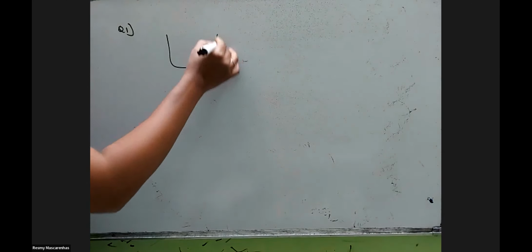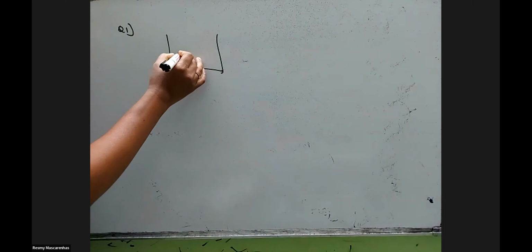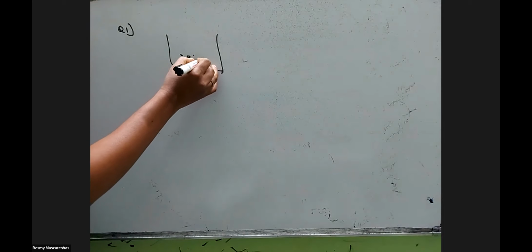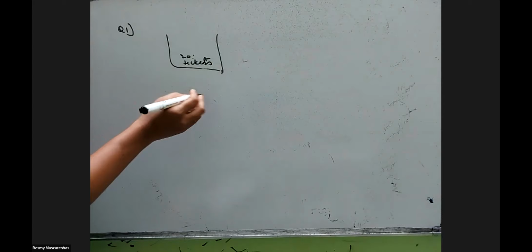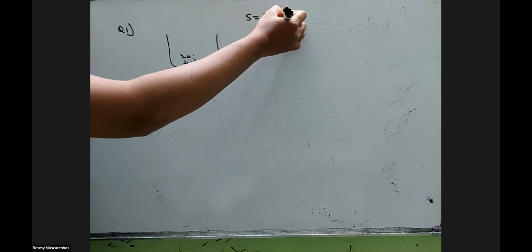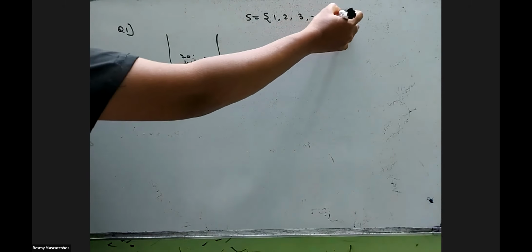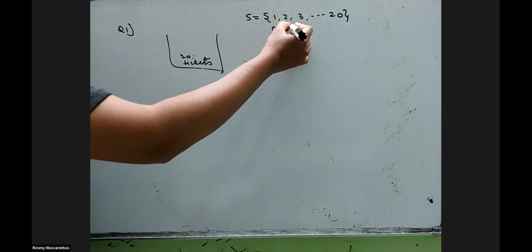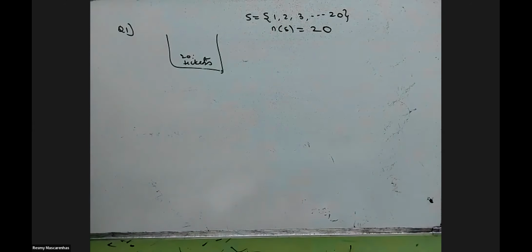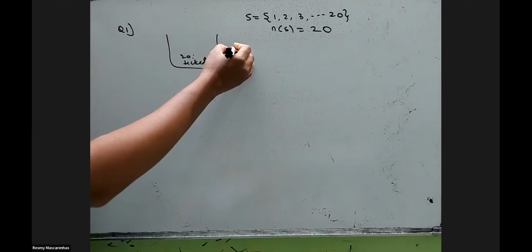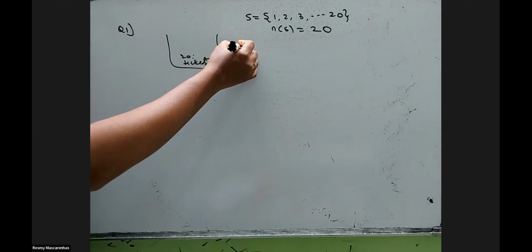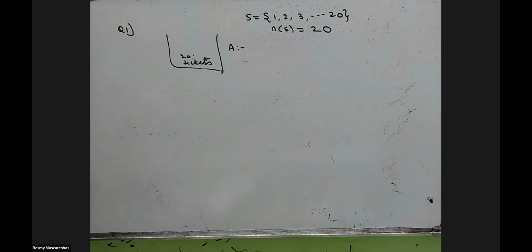So there's a box which has 20 tickets. The sample space will be 1, 2, 3 up till 20. And number of elements will be 20 of them. Let A be the event.